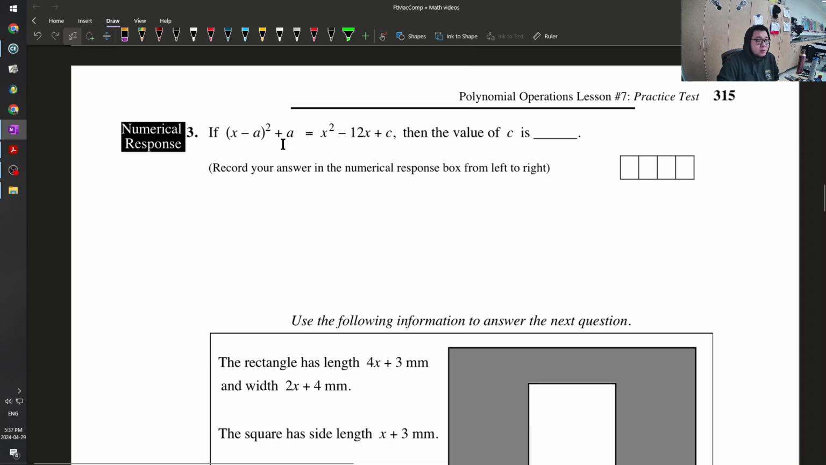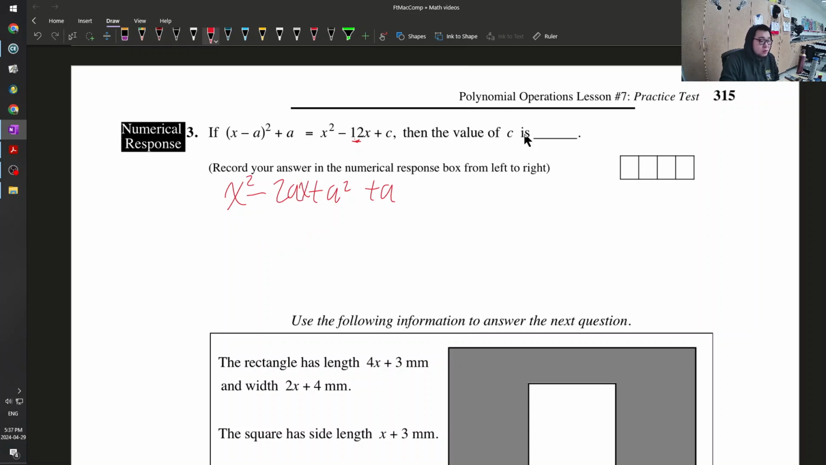Numerical response 3. If this is equal to that, then what is the value of C? So the middle term will equal 2 times A. So the middle term is -12. That means A must equal -6. How do I know that? If I expand this, I will get x squared plus 2ax plus a squared plus a.